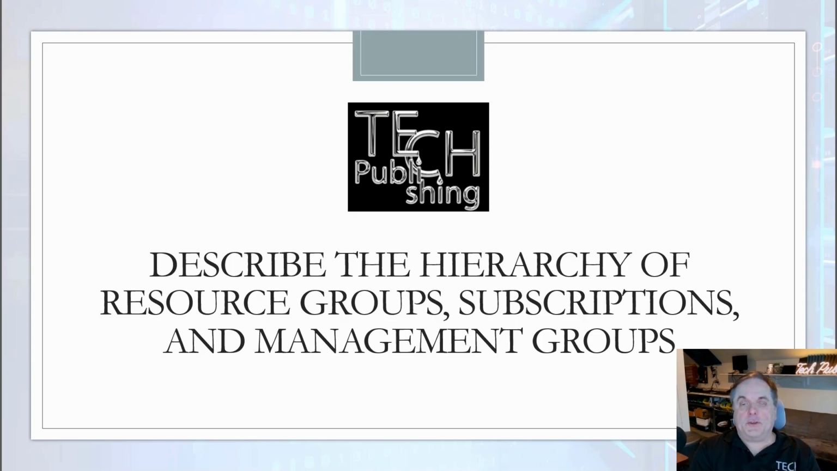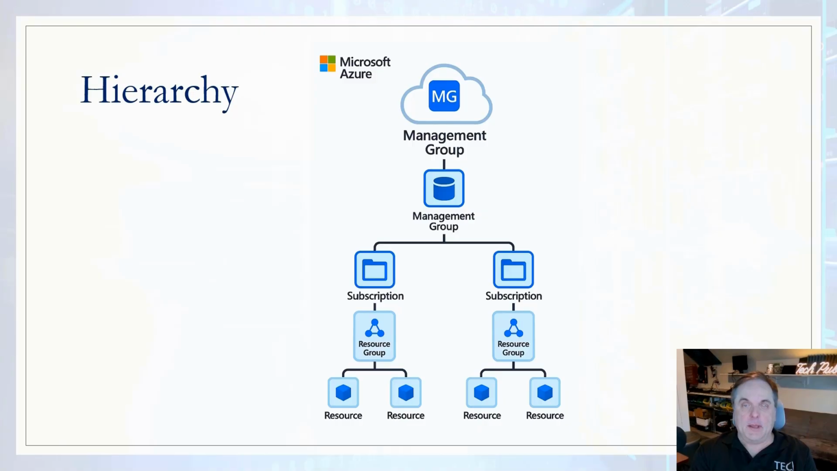I'm going to show you a visual representation of the hierarchy of resource groups, subscriptions, and management groups for the AZ900 exam. Here you can see at the top you've got the management group, which is going to be the root group, and then any sub-management groups underneath it. Then you have subscriptions. After that, you've got resource groups and then resources. Remember that resources can only exist in one resource group at a time.